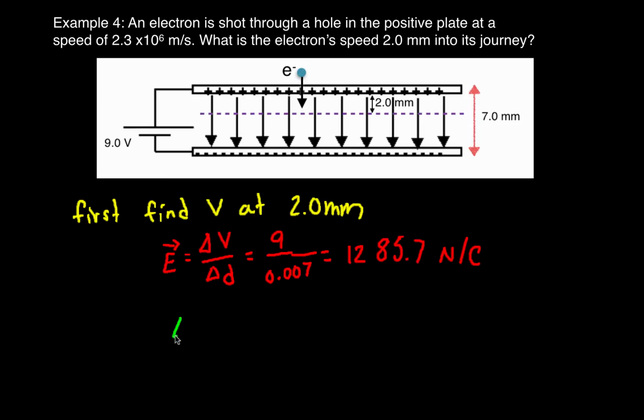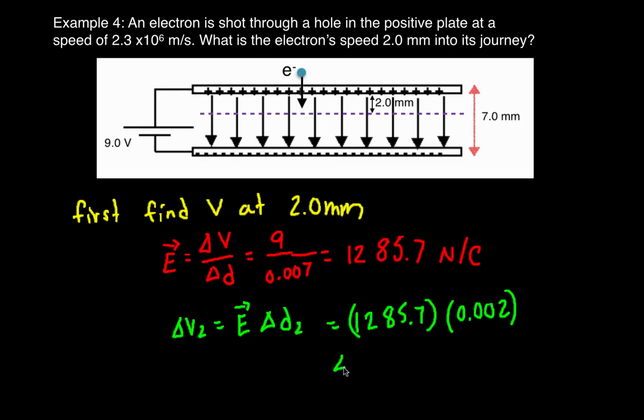Using this electric field, we can find the voltage at 2 millimeters. So the voltage at 2 millimeters is equal to the electric field times the plate separation distance at 2 millimeters, which is 1,285.7 times 2 millimeters, which is 0.002. This gives us a voltage at 2 millimeters equal to 2.5714 volts.